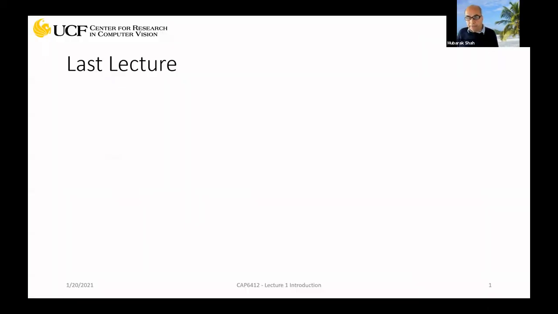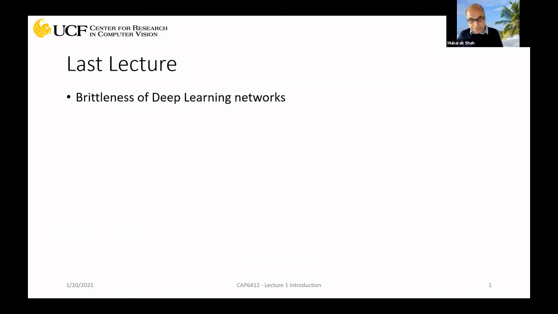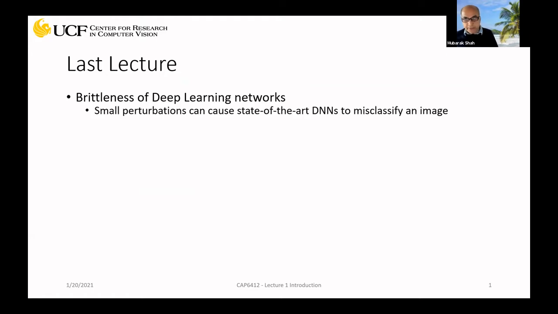Just a recap of the last lecture. So last lecture, we talked about the brittleness of deep learning networks. The problem was that if you add a small perturbation, it can cause state-of-the-art deep networks to misclassify an image. And that's a serious problem, which means an adversary can attack, and that becomes a security concern.